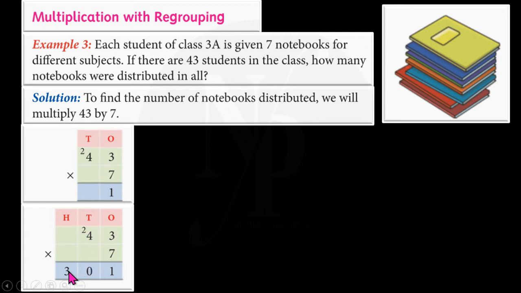Finally, the answer we get after multiplying 43 by 7 is 301. 301 is the product, 43 is multiplicand, and 7 is multiplier. So I hope you are understanding how we can multiply with regrouping.